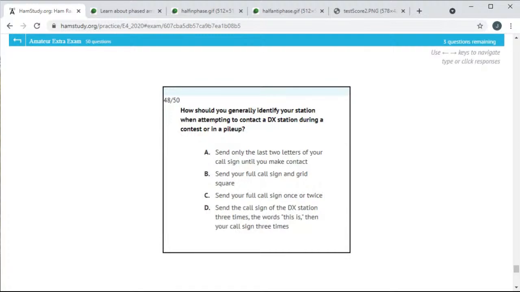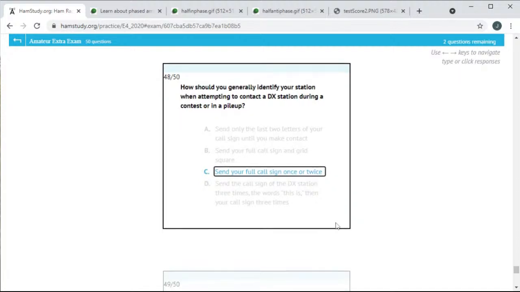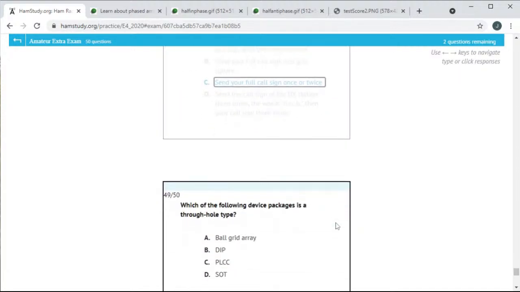How should one generally identify your station when attempting to contact DX stations during contests or in a pileup? A, send only the last 2 characters of your call sign. B, send your full call sign and grid square. C, send your full call sign once or twice. And I'm just going to stop there because that's the right answer.